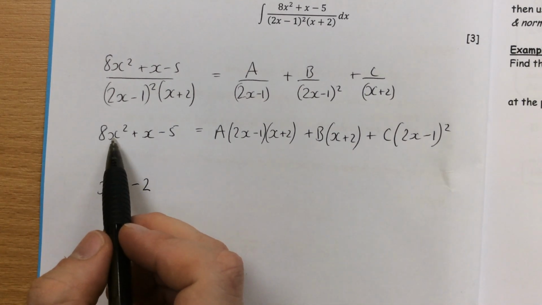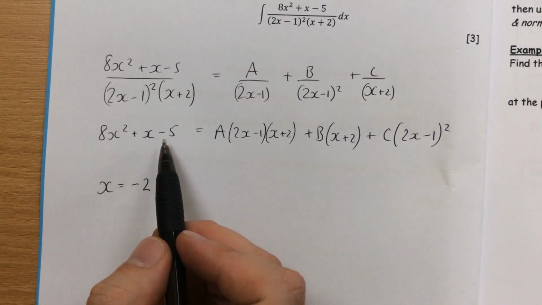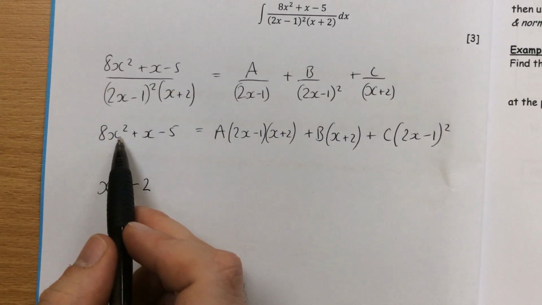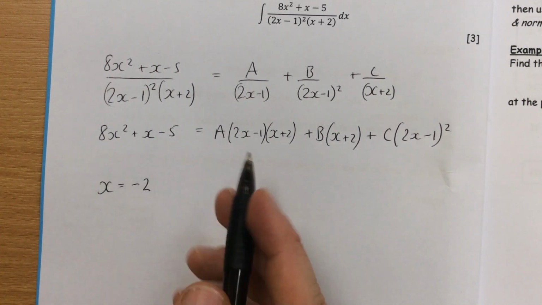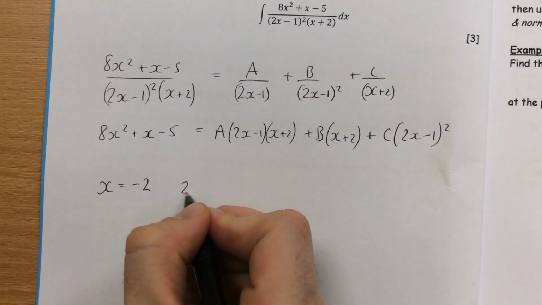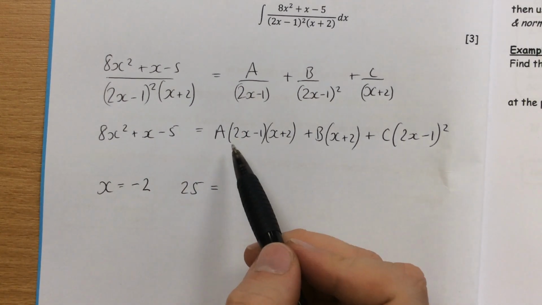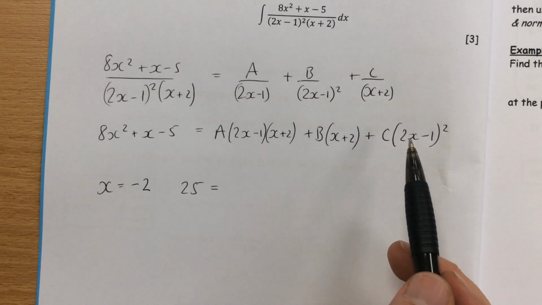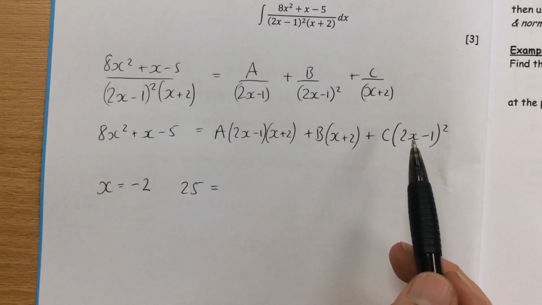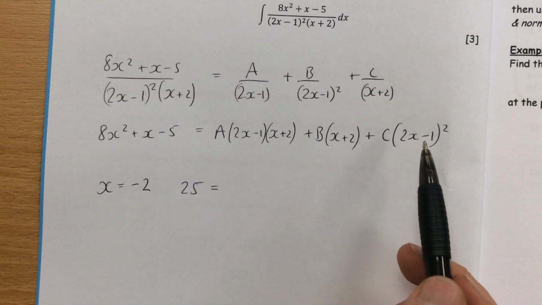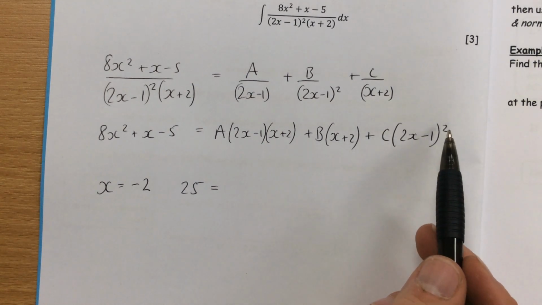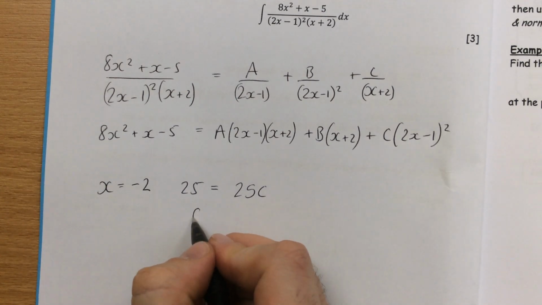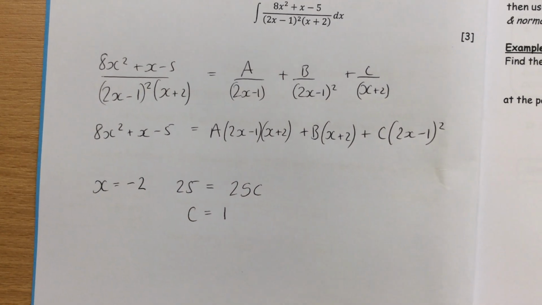So I'm going to put -2 into the left-hand side, and I get 8 times 4, which is 32, minus 2 is 30, minus 5 is 25. So I'm going to get 25 is equal to, that's going to be 0, that's going to be 0, this is going to be 2 times -2, which is -4, minus 1 is -5, squared is 25, so I'm going to get 25c. So then c is equal to 1.